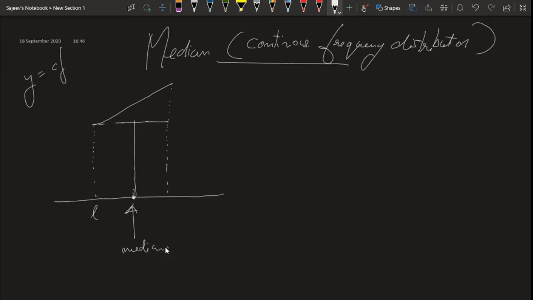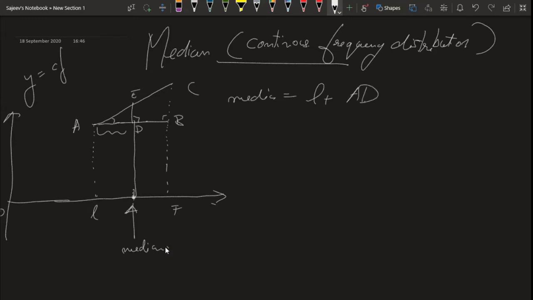Let's mark the lower limit as L. Let me mark the points as A, B, C, and D, E, and F. I want to find AD basically, right? Because L plus AD will give me my median. So let's try to use geometry to figure out AD. Let me write median equal to L plus AD, and AD is unknown now.